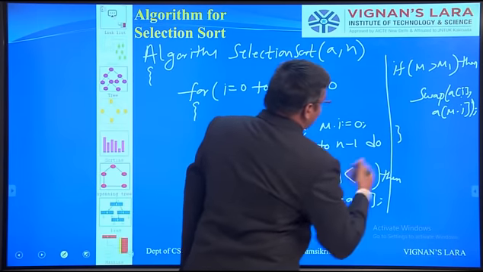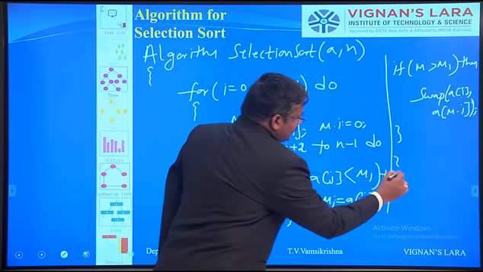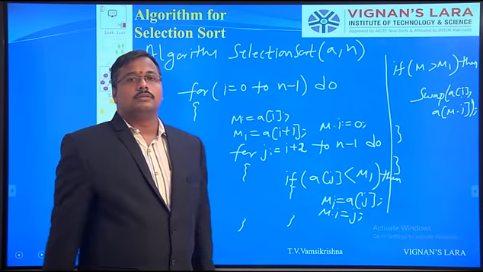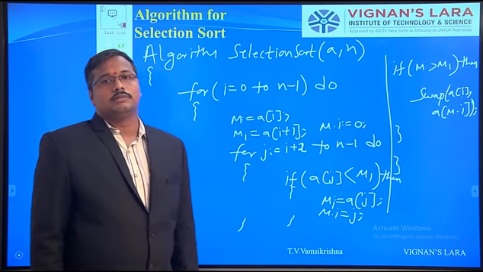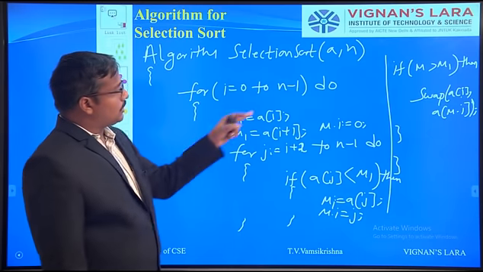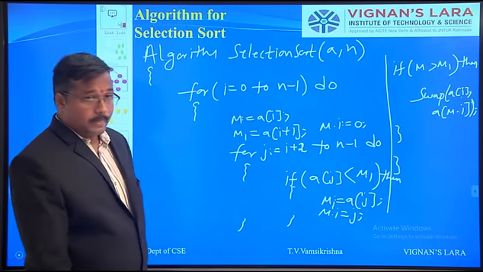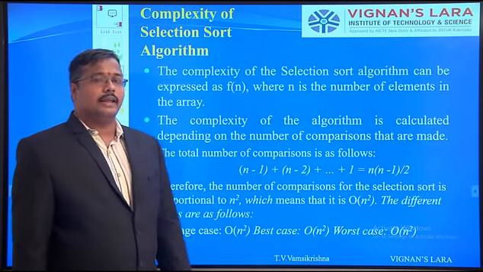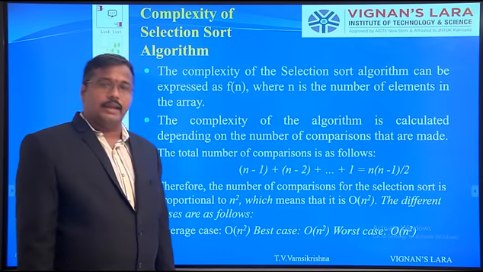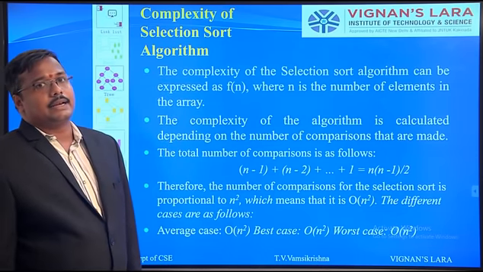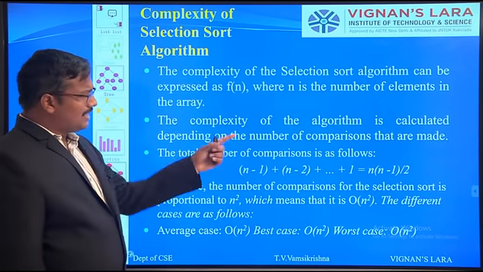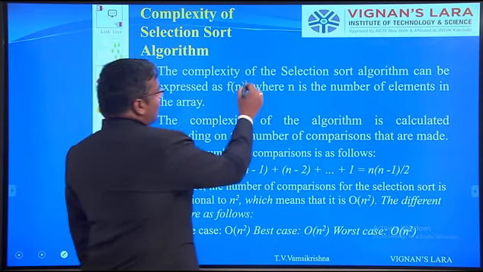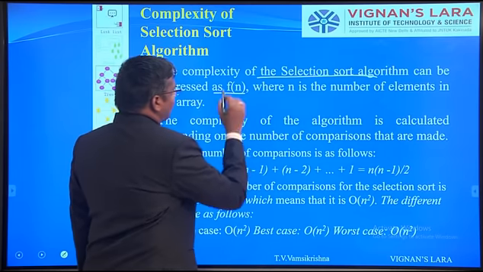So this process is performed iteratively. At last we get a sorted array in the input array. So this is the process and this is the algorithm for selection sort. Next, what is the time complexity of the selection sort algorithm? There are two loops here, so the complexity of selection sort we again take as f of n.